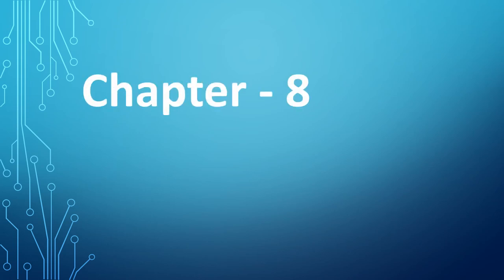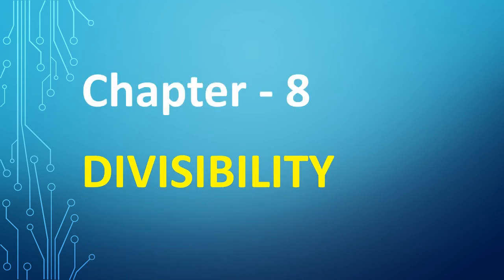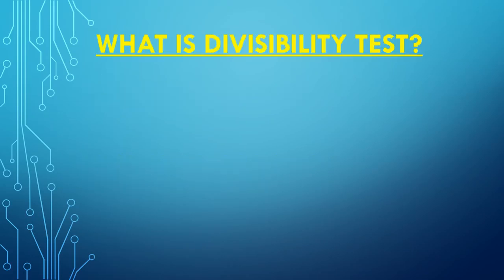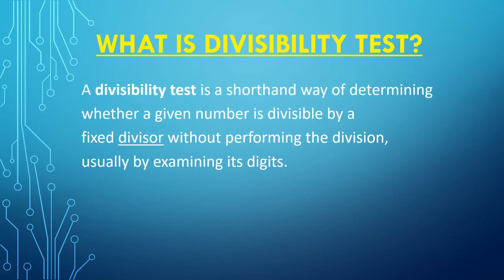My dear children, today we are going to start with a new chapter, that is chapter number 8. The name of the chapter is divisibility. What is a divisibility test? A divisibility test is a shorthand way of determining whether a given number is divisible by a fixed divisor without performing the division, usually by examining its digits.